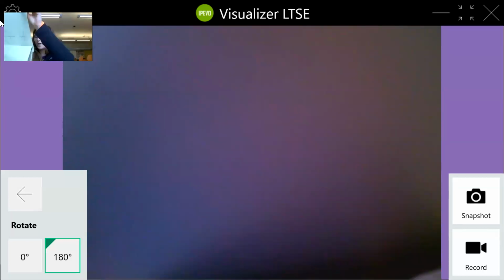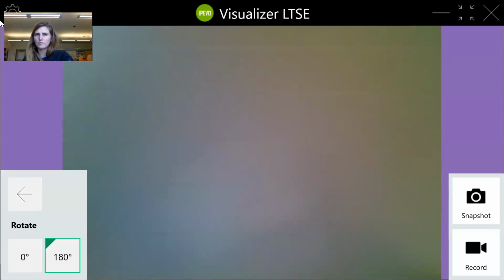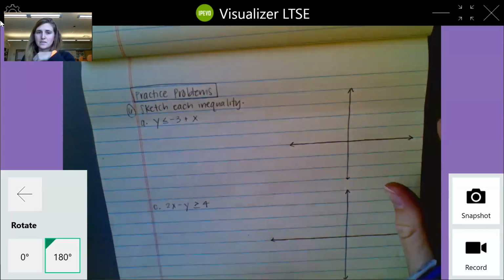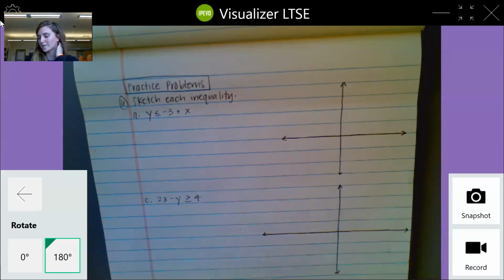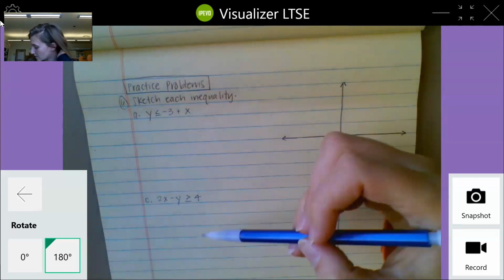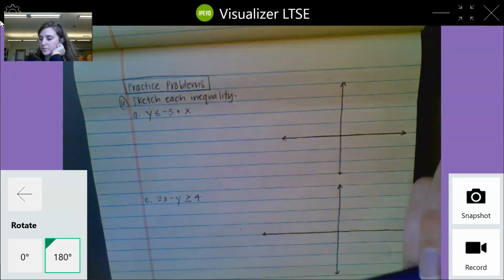Now let's do a couple more. These are part of the practice problems I have assigned for you. Number 6 says to sketch each inequality. We'll go ahead and do these 3 together.